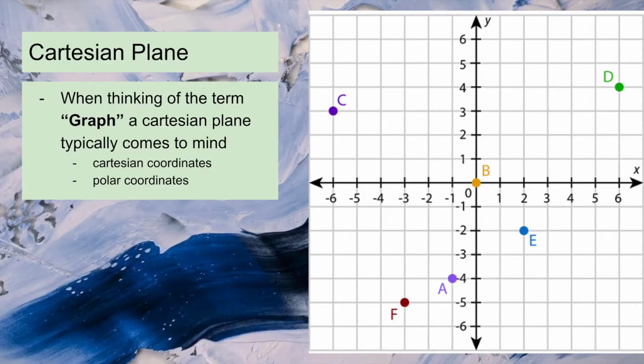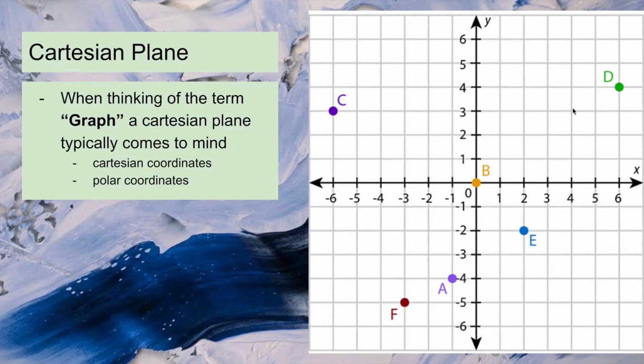So, when you think of the term graph, a lot of people are going to think of something like this. This is a Cartesian plane. This is a two-dimensional Cartesian plane, and we have axes here, x and y. There's also three dimensions, which have x, y, and z. It's used a lot in Calculus 3. And this allows us to put points in space with meaning.